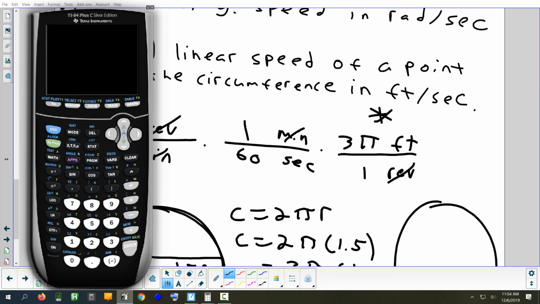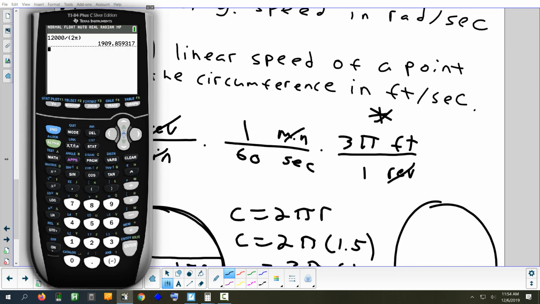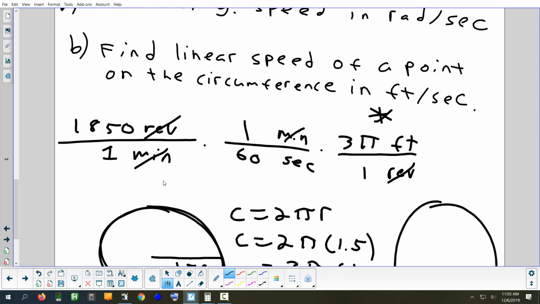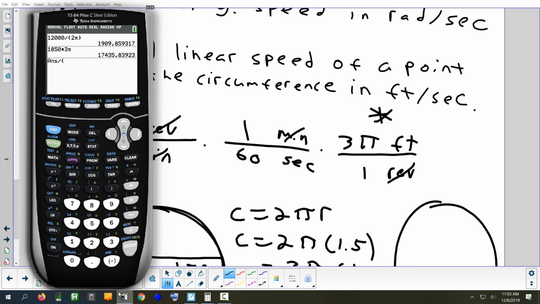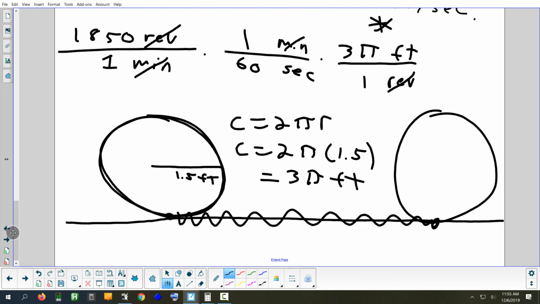So we've got 1,850 times 3 pi. That's the top. And now put the bottom in parentheses, because if you have more than one thing, we saw that messes it up. But actually, we only have one thing anyway. 1 times 60 times 1. It's just 60. So divide by 60. Parentheses won't hurt anything, but you don't need them. And that gives you a speed of 290.6 feet per second.